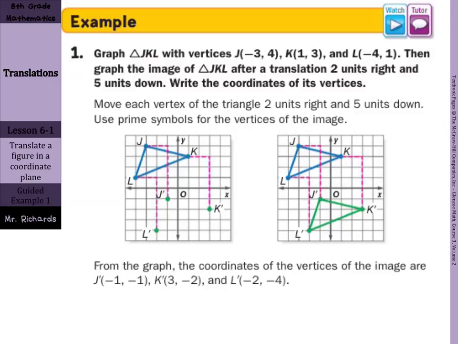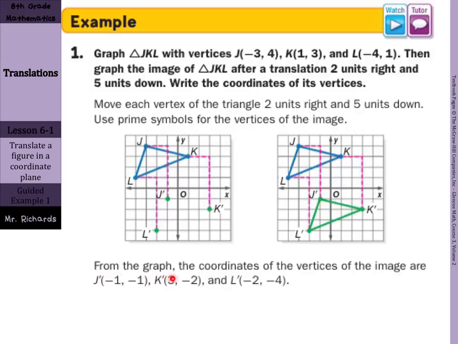Here in our guided example, graph triangle JKL with vertices J at -3, 4, K at 1, 3, and L at -4, 1. Then graph the image of triangle JKL after a translation 2 units right and 5 units down. Write the coordinates of the vertices. Well, what you can see that they did here was each vertex of the triangle, the J, the K, and the L, got moved 2 units to the right and 5 down, and there's our new J. Our new K was 2 right, 5 down. For L, 2 right, 5 down for our J prime, K prime, L prime. And then, once you have these 3 points, you can fill in the lines.